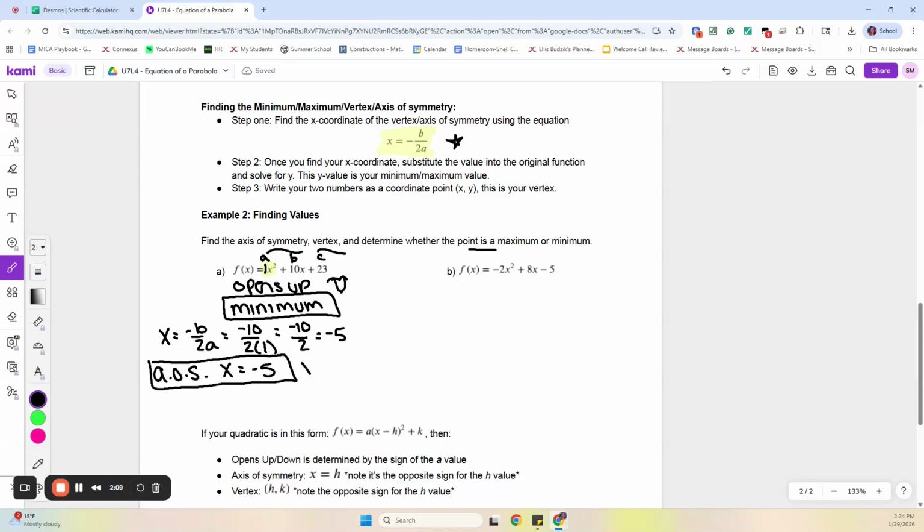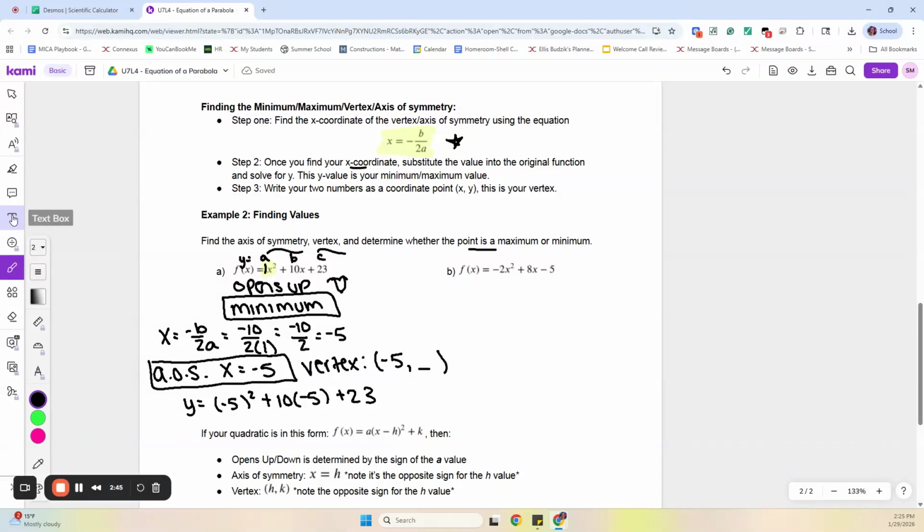It's also part of your vertex. The vertex is a coordinate point, and the x value is exactly what we just got, and then we still have to find the y value. In order to find the y value, I'm going to take that negative 5. Once you find the x coordinate, substitute that value into the original equation and solve for y. f of x is just like y equals. So y equals x squared, and my x is now negative 5 squared plus 10 times negative 5 plus 23.